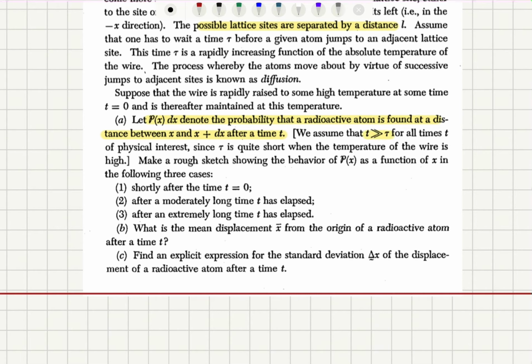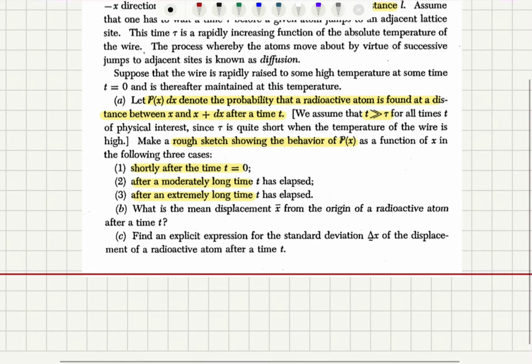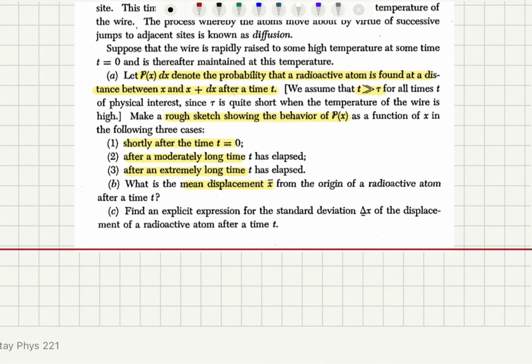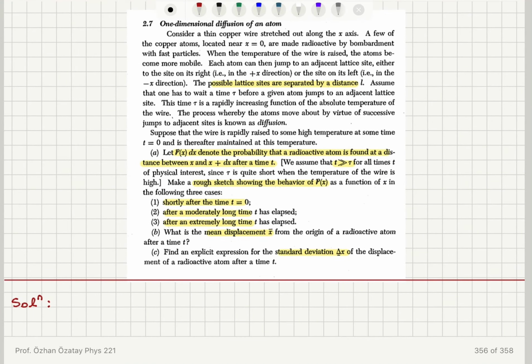Make a rough sketch showing the behavior of p of x as a function of x shortly after t equals 0, after a moderately long time, after an extremely long time. What is the mean displacement x bar from the origin of a radioactive atom after a time t? Find an explicit expression for the standard deviation delta x tilde of the displacement of a radioactive atom after a time t. Now you might have noticed that this problem is in a way similar to our random walk problem.